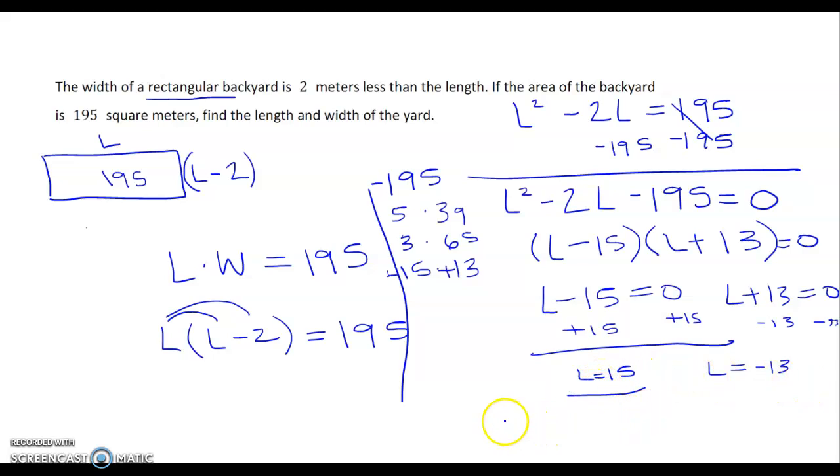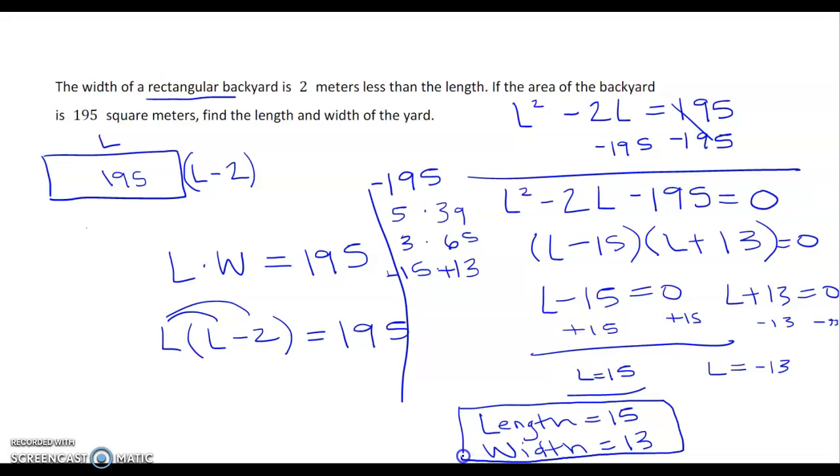So 15 will be our length, but we also need to find the width. We can say whatever our length is, subtract 2, so that'll be a positive 13. So that's kind of where that negative 13 comes into play, but it's not the true answer. It just kind of points to that other answer. So anyway, 15, 13, we can check it. 15 times 13 does give us 195, and the width is 2 meters less than the length.